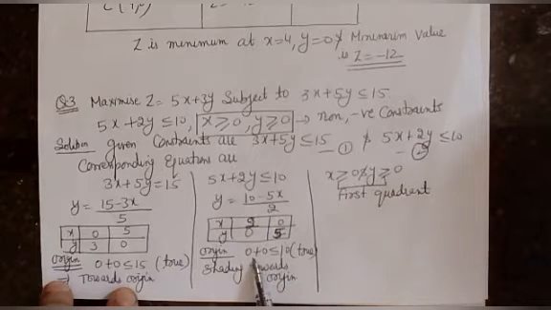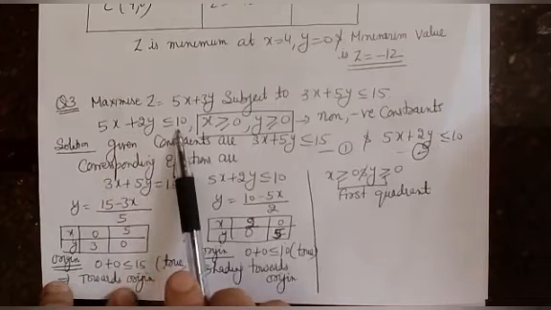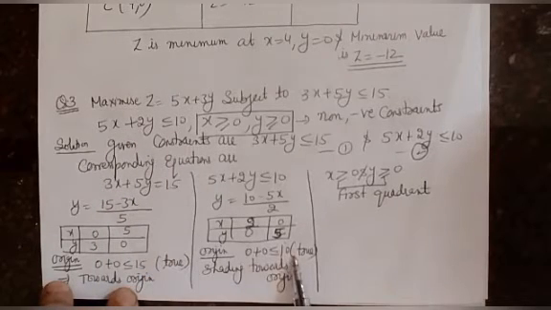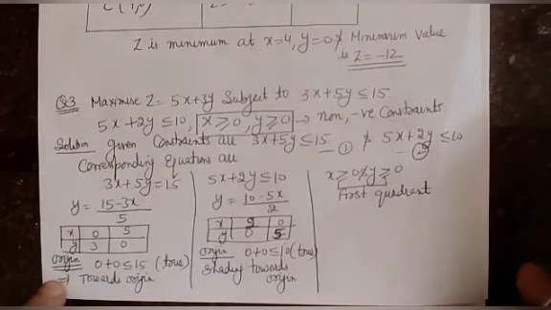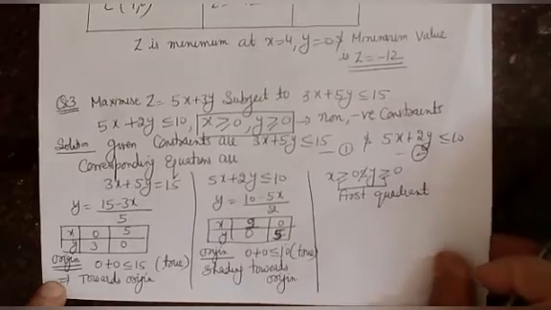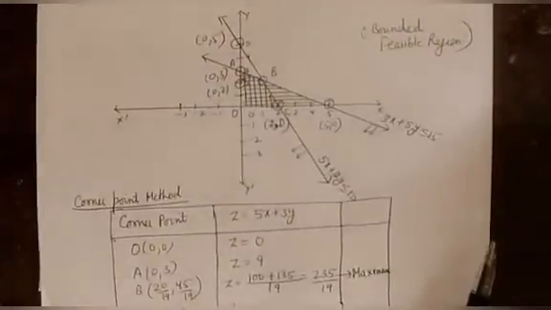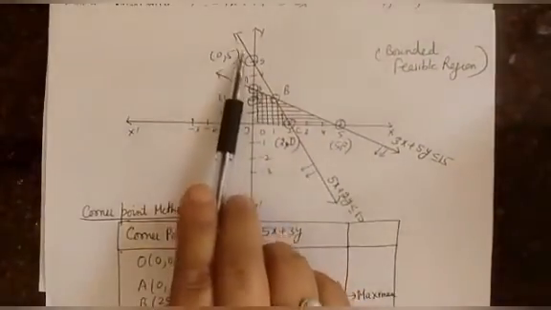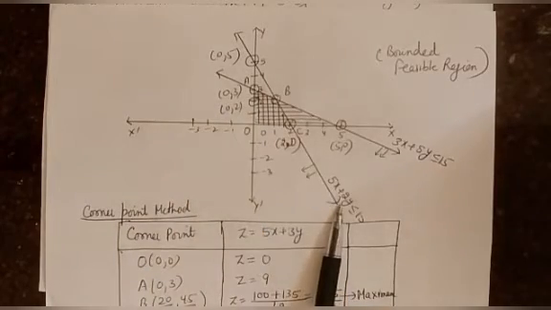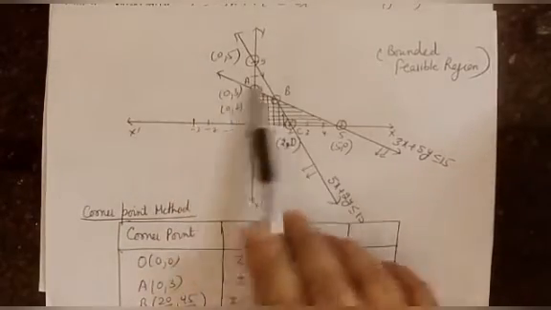Let us check the origin in the inequation. 0 plus 0 less than equal to 10, so 0 less than equal to 10. That means again your curve is having shading towards your origin, as origin is satisfied. Now let us see the graph of this. This is your line 5x plus 2y less than equal to 10. Shading is towards origin, so this side.